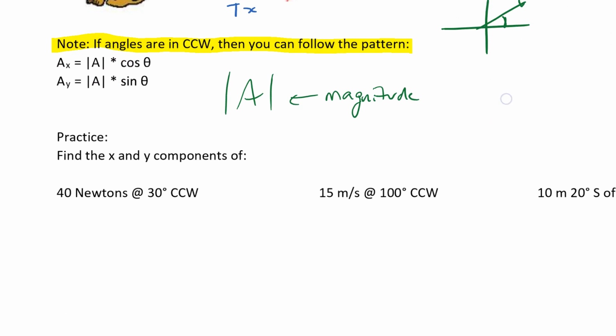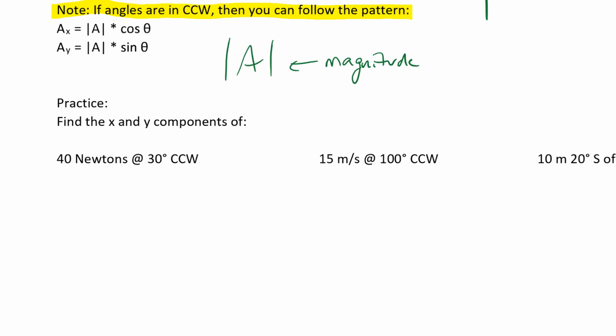So let's try this out. We're going to do a little practice here. It says find the x and y components of 40 newtons at 30 degrees counterclockwise from east. Okay, so let's see here. 30 degrees would be in that direction. Here's my 40. Here's my 30 degrees. So what I'm going to find is this x. Maybe I'll get a different color for it. Maybe I'll say this is my x, and in blue, this will be my y.